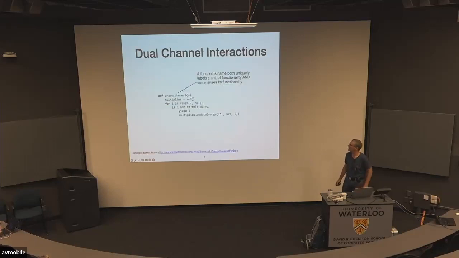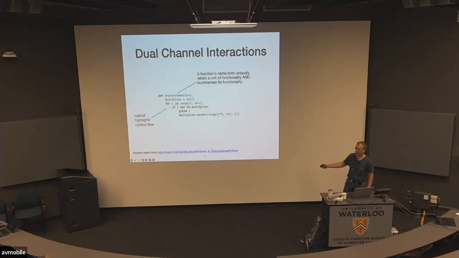So let me concretize this with an example. This is a little snippet of Python that implements the sieve of Eratosthenes, an algorithm from antiquity. The function name in the algorithmic channel is just a label that uniquely identifies a unit of functionality. But in the natural language channel, in good code, the name summarizes the function so that you don't need to read the function body. At a glance, you look at the function name and you have a guess at what it means.